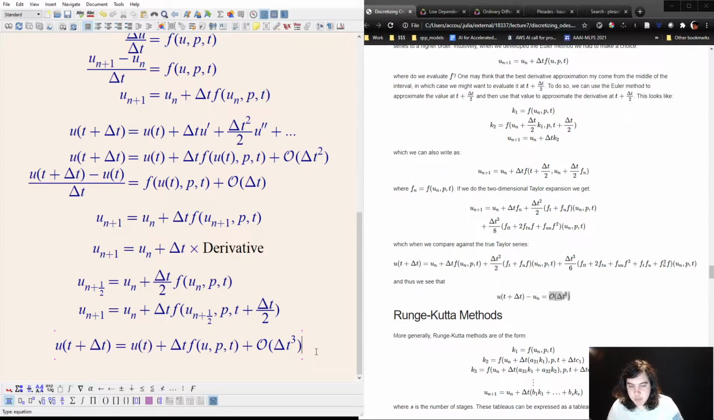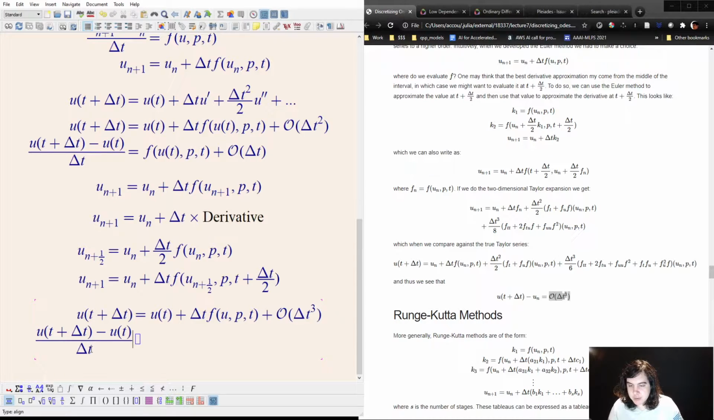And so then when you move everything together, you take this, you subtract out u of t, you then divide by delta t, and how well are you approximating the true derivative? Well, you're approximating the true derivative like that, plus, now we've divided by a delta t, so it's plus O of delta t squared, right? So this means that if you halve your delta t, you get 1/4 of your error. You're getting more back than what you put in.